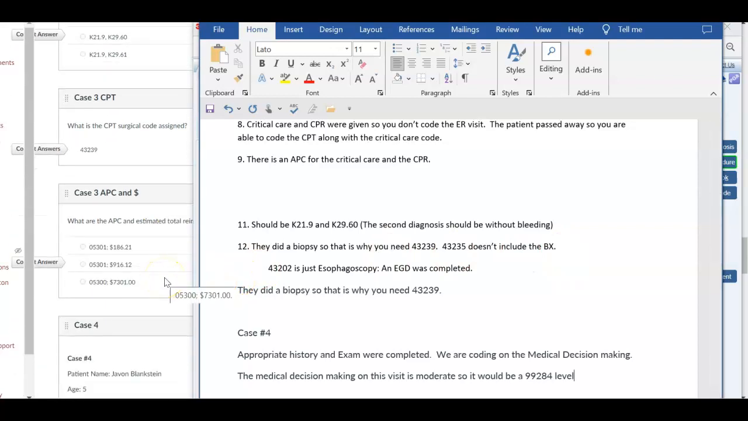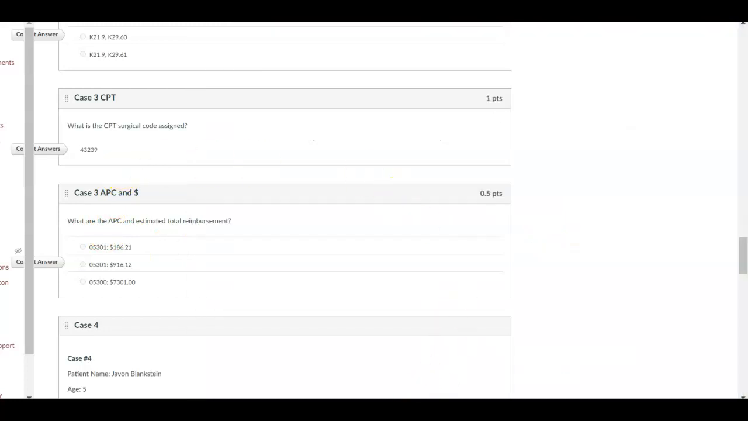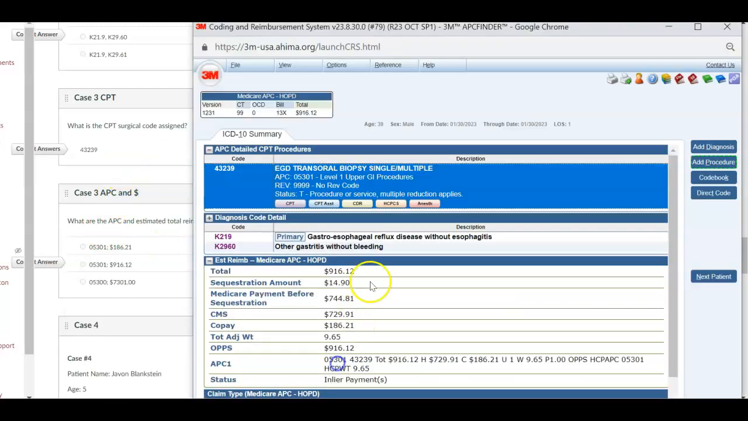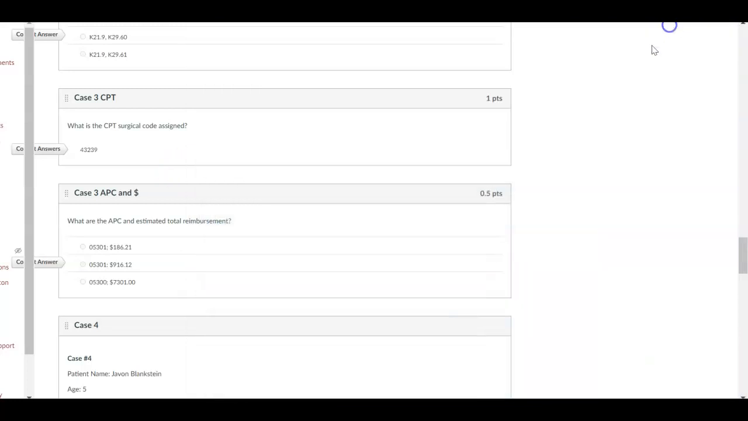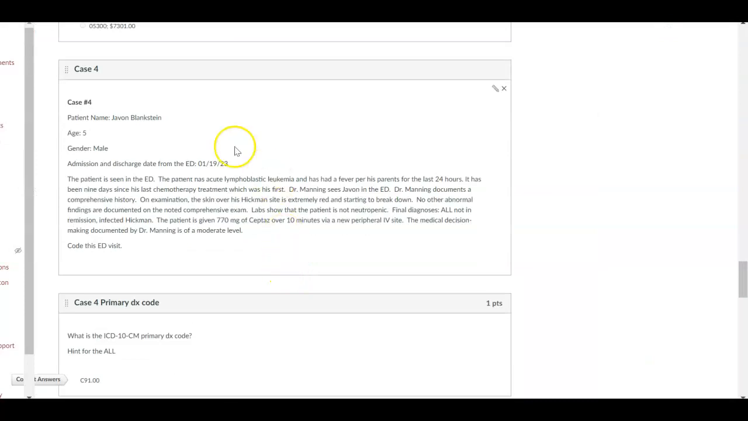All right, case number 3, the money and the APC. Pull that up quick. So here we have the APC 5301, and with that, the amount for 2023, once again, this amount could change if it's a different year, but we have $916.12. Okay, all right, let's go ahead and move to case number 4.